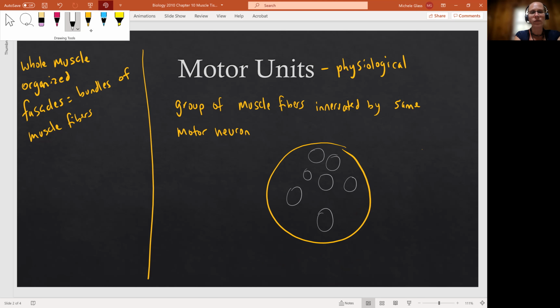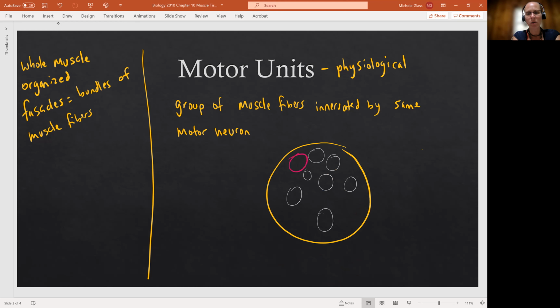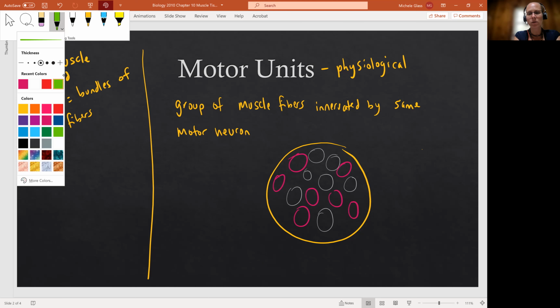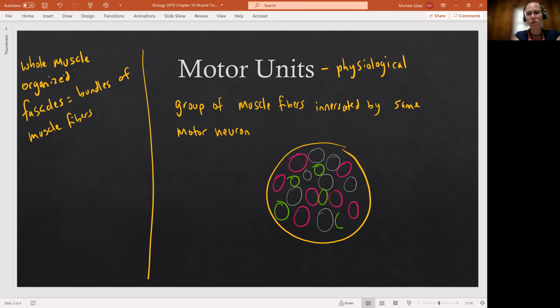And my white muscle fibers are looking just like circles. So I'm seeing the end of the cylinder. And then I'm going to put some pink muscle fibers in the same fascicle here. So I'm doing some pink circles. And then maybe let me do some green muscle fibers. So I have some green circles in the mix here.